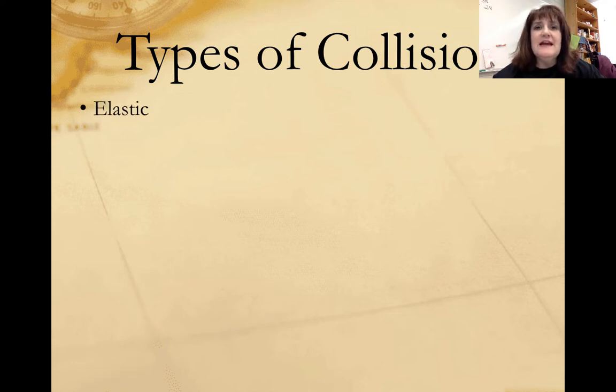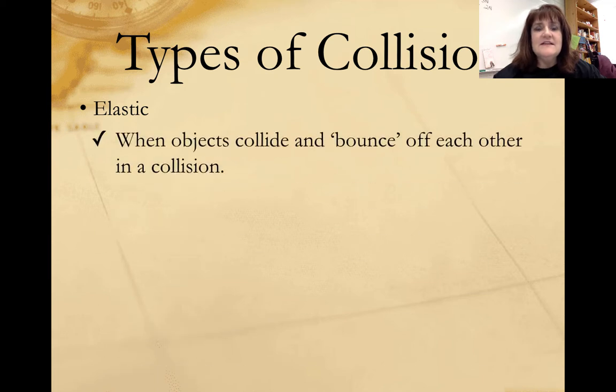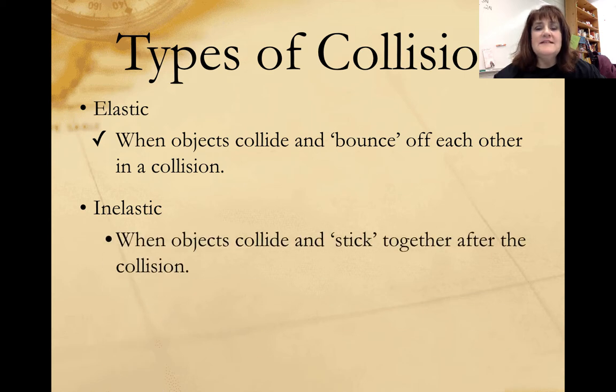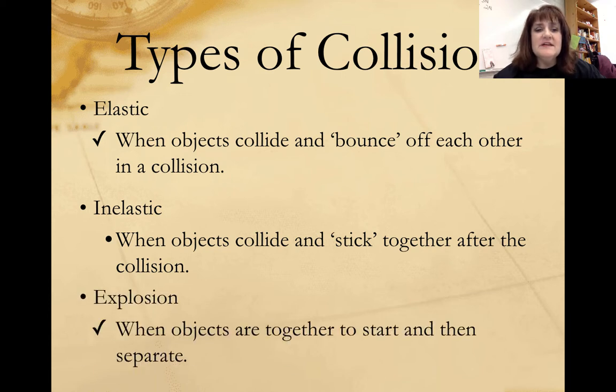The first is an elastic collision. Elastic collisions are when objects collide and bounce off each other in a collision. These are bouncy. Inelastic collisions are when objects collide and stick together after the collision. These are sticky. And then you have explosions. Explosions are when objects start out together and then push apart or separate. It's called an explosion. Okay, so these go boom.